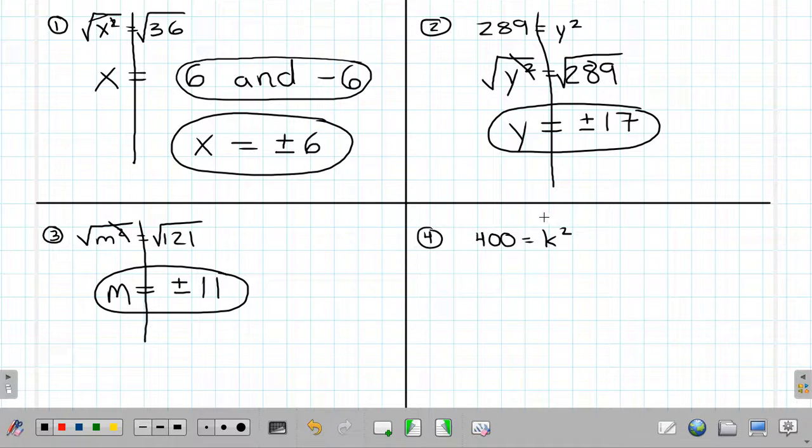So same thing here. I'm not going to turn this one around though, okay, like I did number 2. So you can do that. You can remove the k squared over here is equal to 400.